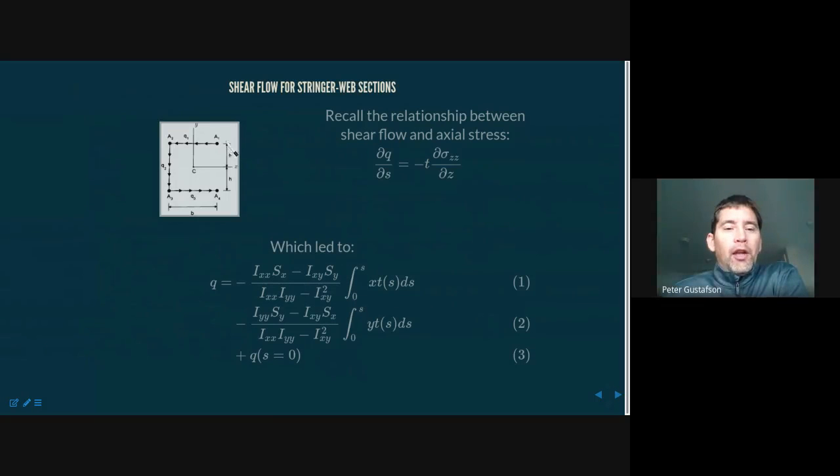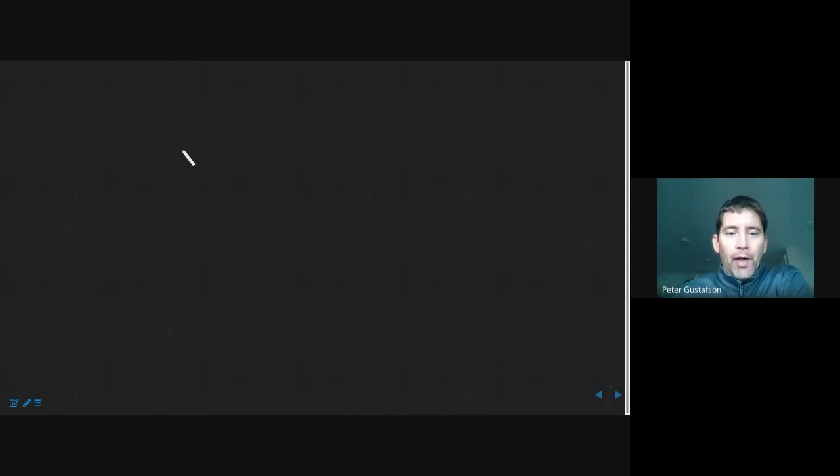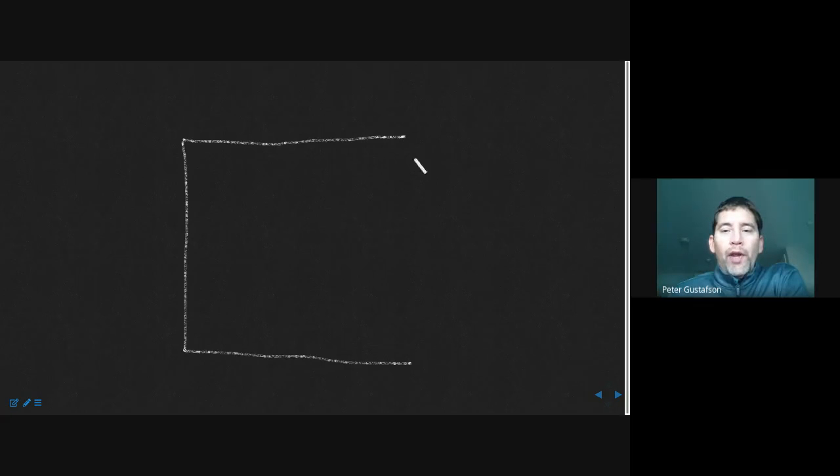So if we're assuming that, I'll draw it bigger actually. Let me go to this slide and I'll just draw big. Okay, so here's the scenario that we've laid out for ourselves. Now we can define a coordinate system, say S in this direction, and we can say here at this point, like we've done in the past, that the shear flow here is zero.